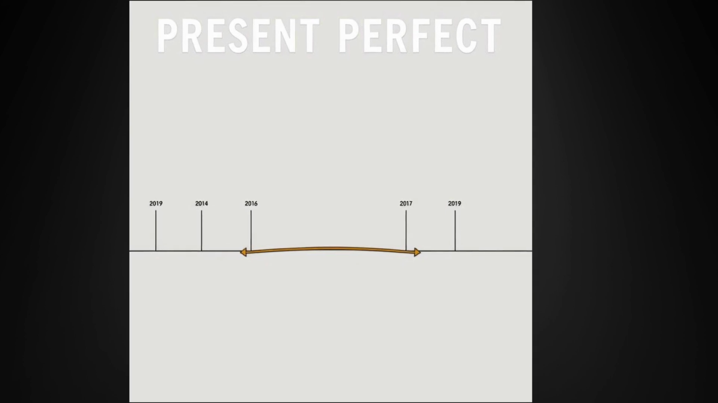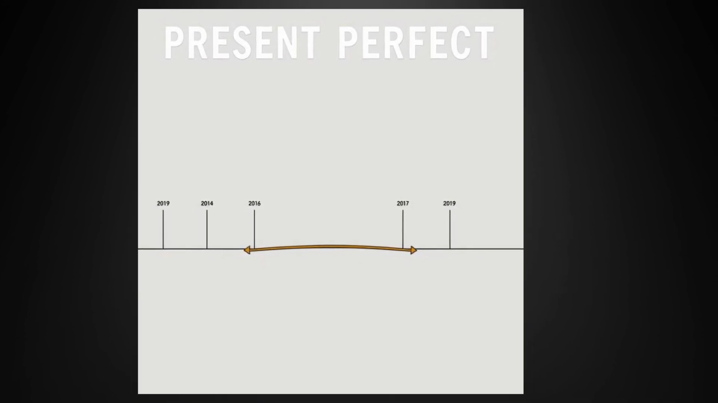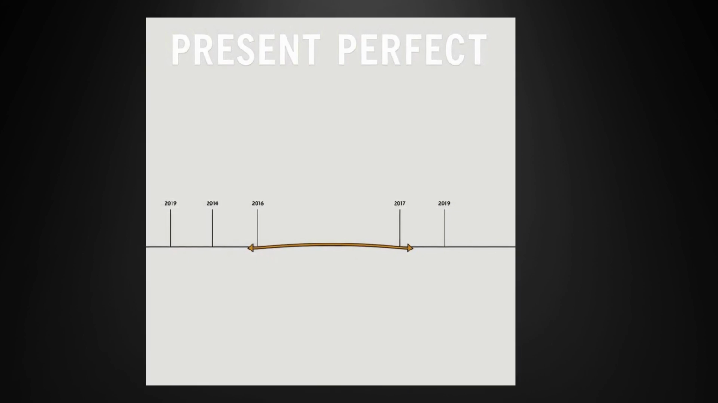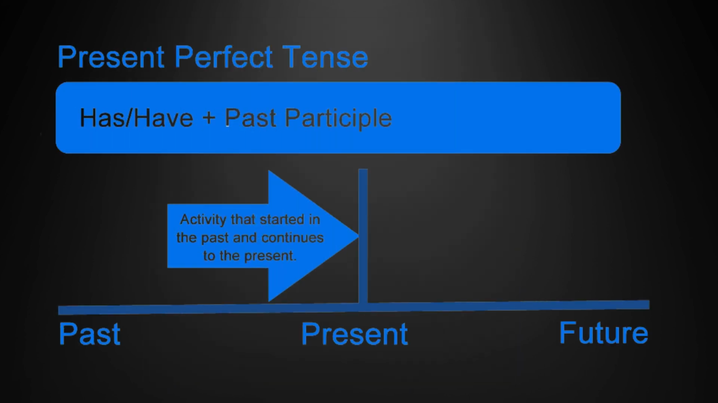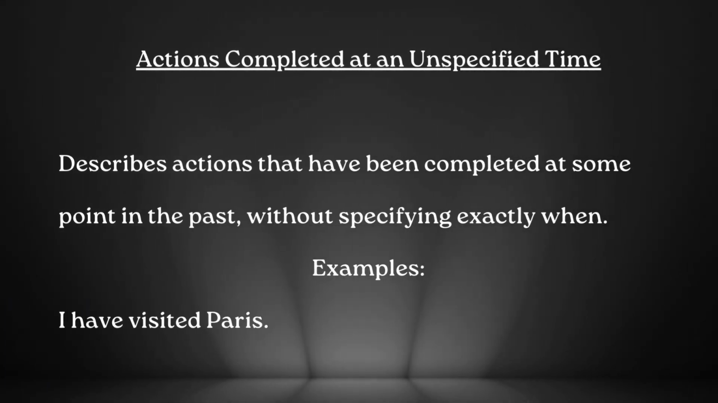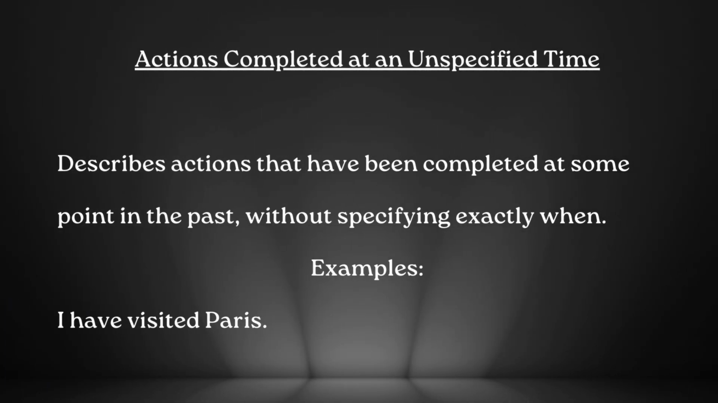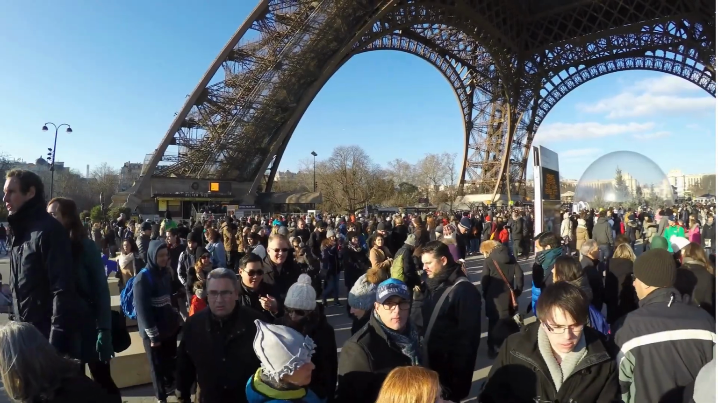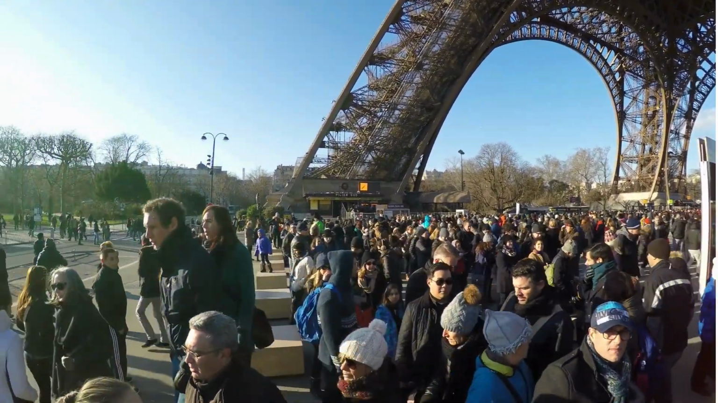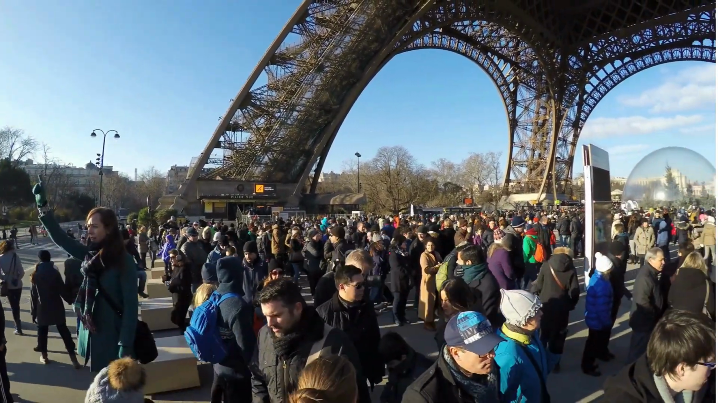The present perfect tense is incredibly useful for connecting the past with the present. Whether you're discussing completed actions, life experiences, or ongoing situations, this tense helps you express ideas with clarity and relevance. The first use of the present perfect tense is to describe actions that have been completed at some point in the past without specifying exactly when. For example, I've visited Paris. The specific time isn't important, what matters is that the action is complete.